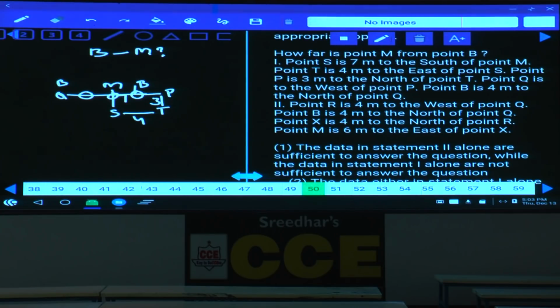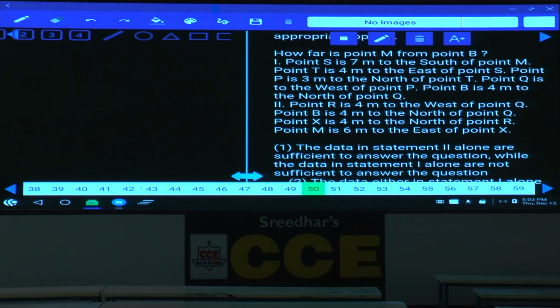Then coming to condition number 2 alone. Now in condition number 2, what is given here? R is 4 meters to the west of Q. Q is here. R is how many meters? R is 4 meters to the west of Q. B is 4 meters to the north of Q. Now this is B. How many meters? 4 meters. B is 4 meters to the north of Q.